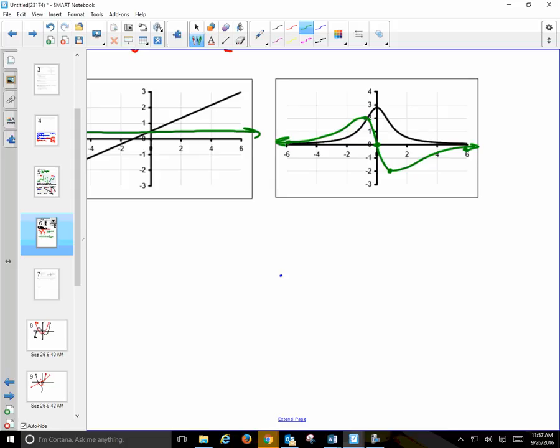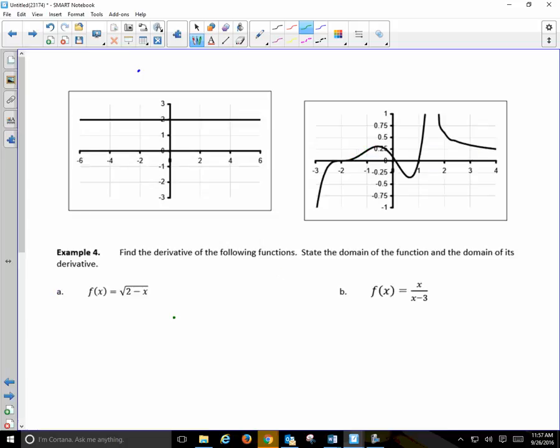It's not the same process every time. I wish I could tell you what to do every single time, but I can't. Okay? But you're going to practice it, and you'll get good at it. What's the slope of this all the time? So this is the derivative.